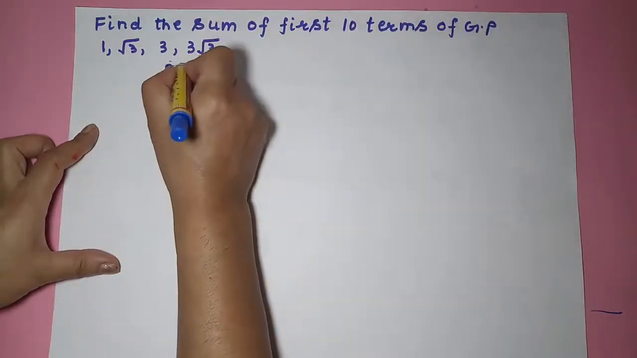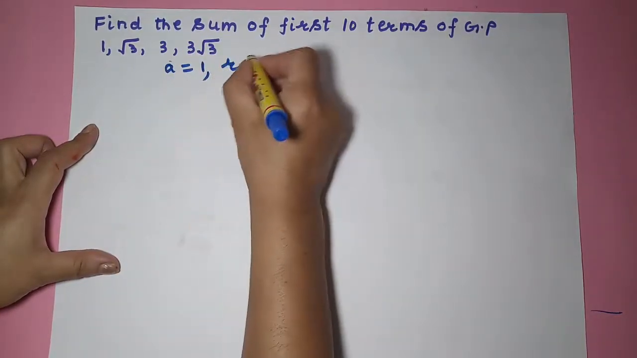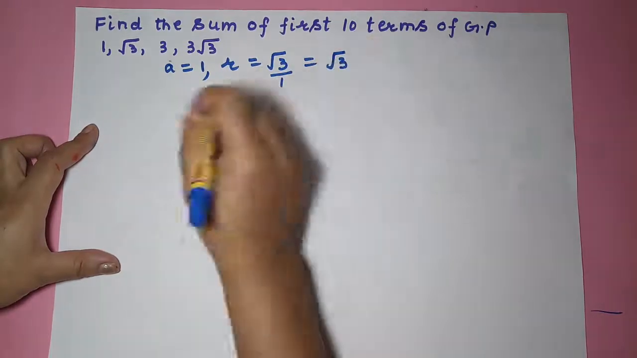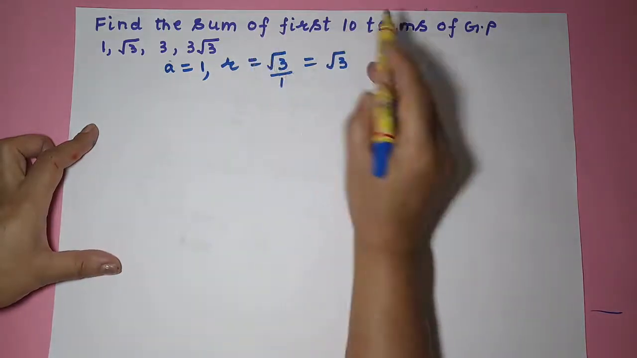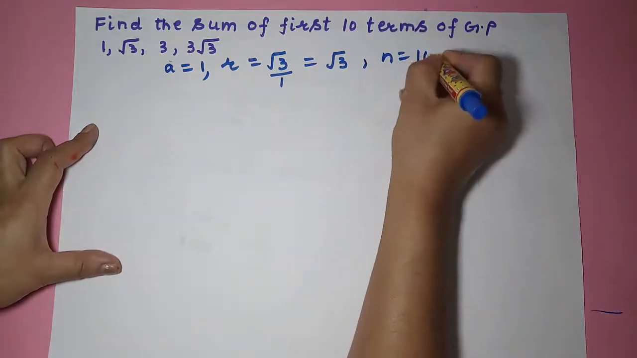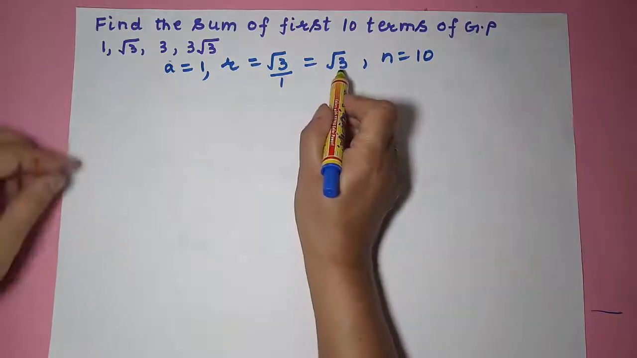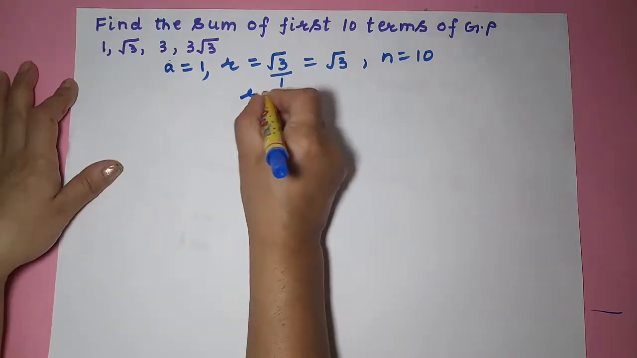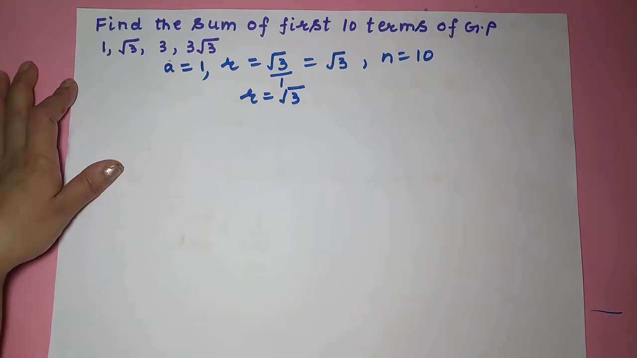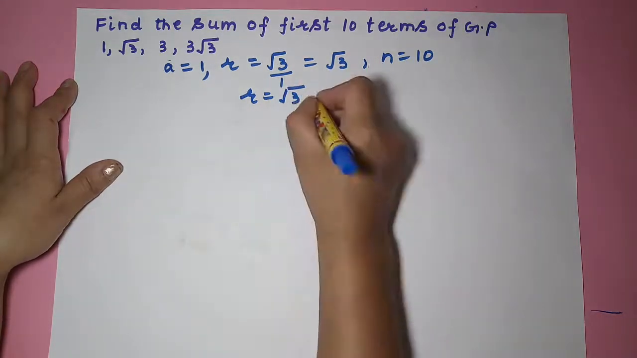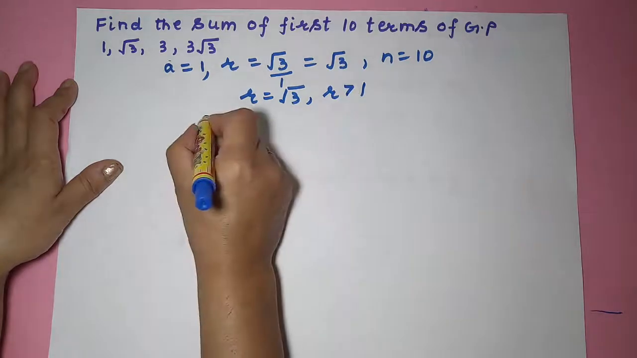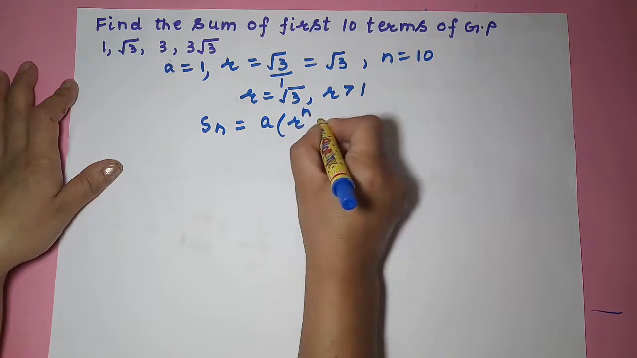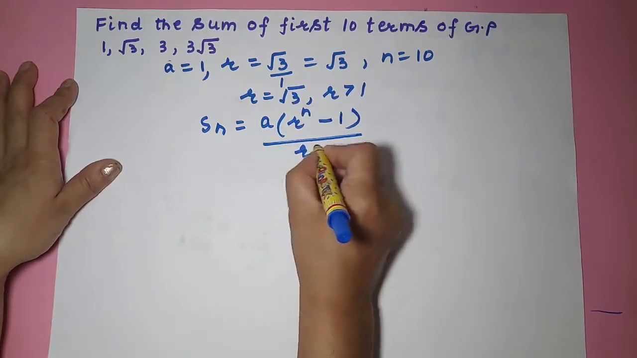I have A equal to 1. What is my R? R is equal to root 3 upon 1, which is root 3. We need the sum of the first 10 terms. So what is my n? n is 10. Now let me look at this R, because which formula I am going to use depends upon the R. Now R is root 3. Root 3 value is 1.732. So R is greater than 1. So which formula will I use? Sn is equal to A into R raised to n minus 1 upon R minus 1.